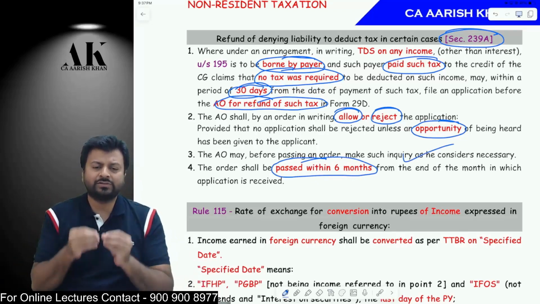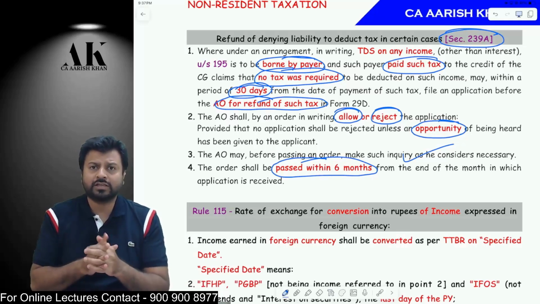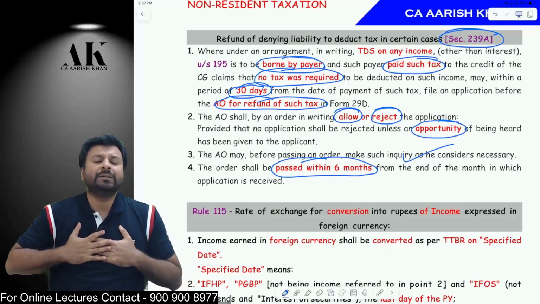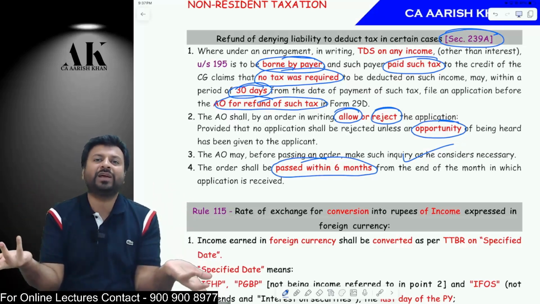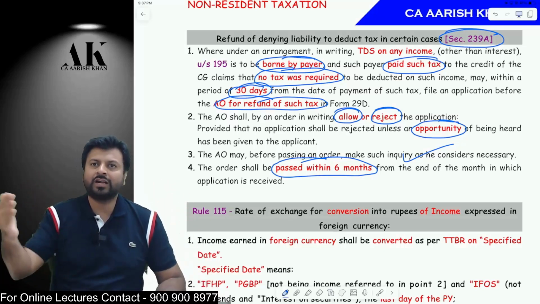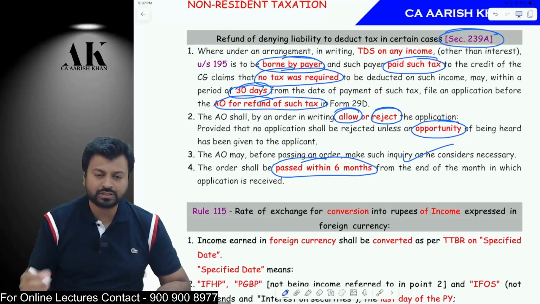So this section gives you some kind of relaxation with respect to cases where you have borne the tax, but later you came to know that you were not liable to pay. Unfortunately, you have already paid, so you should get your money back. So this is what this section is all about.